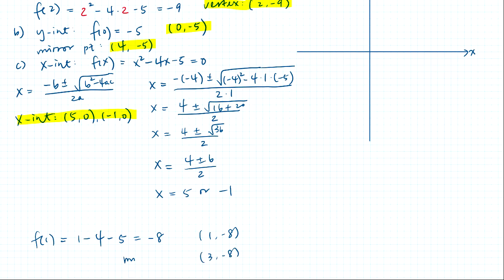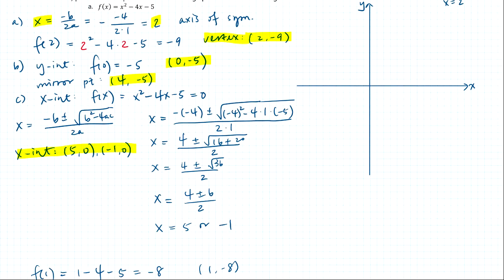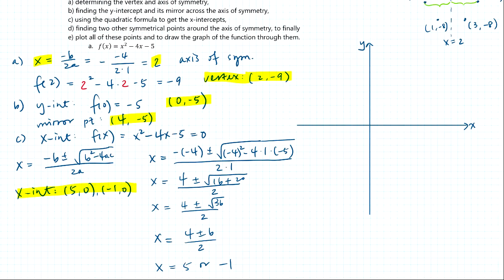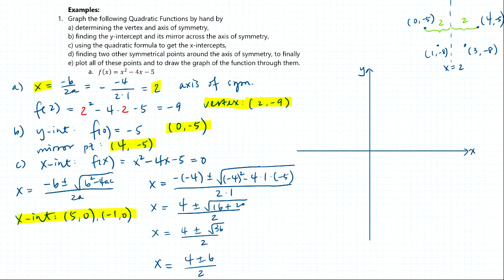If you really want, you can also check your answers by plugging 3 into the function. If you did that, you would get 3 squared, which would be 9, minus 4 times 3, which would be minus 12. So 9 minus 12 would be negative 3, minus 5 would be negative 8, which is exactly what we did over here to get 3, negative 8.